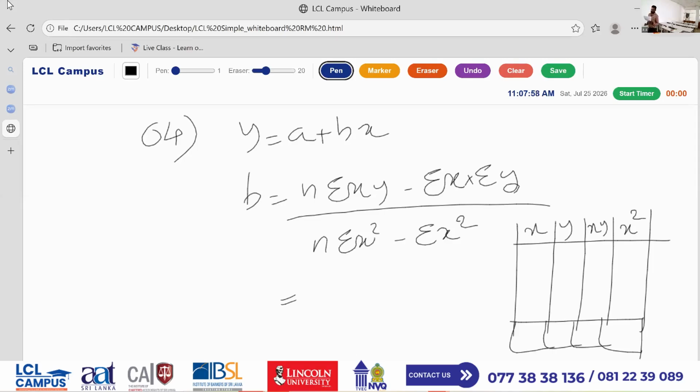X values are 4, 6, 7, 9, 10, 14, 20. Y values are 5, 8, 9, 12, 14, 20, 30. Then XY. This one is not enough on that table, so take it here.